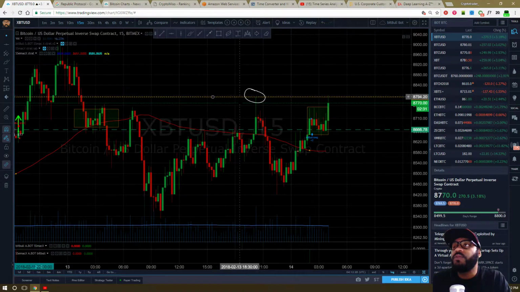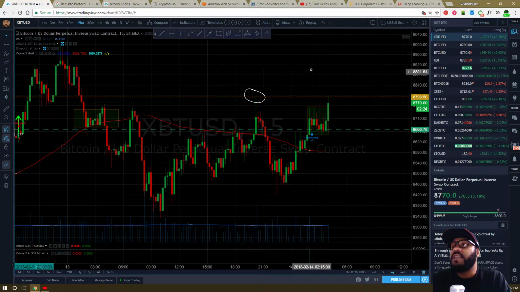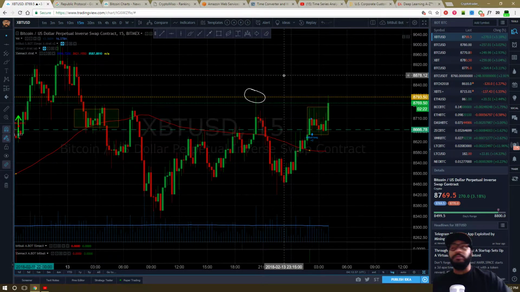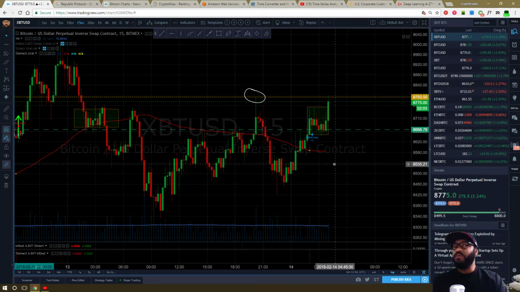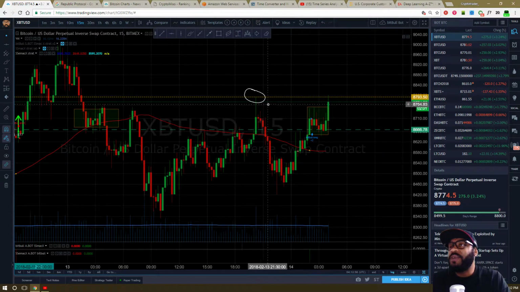Let's see. So this number here, 87.93. The market is green, as you can see. 87.93. We're touching that level again right here, and this is curious. I'm just curious to see what the market does.